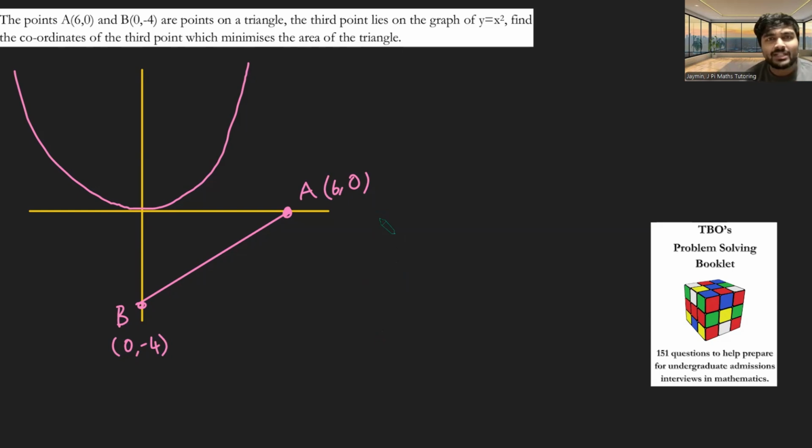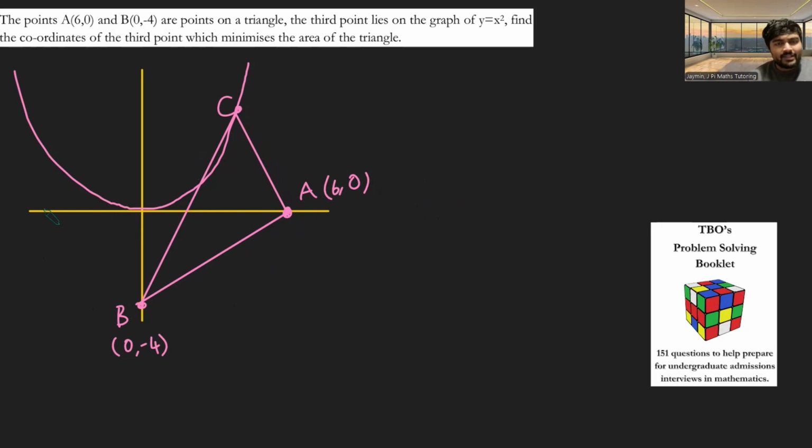We have the points A, which has coordinates (6, 0), and B, which has coordinates (0, -4), as points on a triangle. The third point lies on the graph y equals x squared. We want to find the coordinates of the third point which minimizes the area of the triangle. So I've drawn up here this parabola, y equals x squared, and these points A and B. And we have a third point which lies somewhere on this parabola, let's imagine over there, and that minimizes the area of this triangle, like so. We want to find the coordinates of that point, let's call it C.